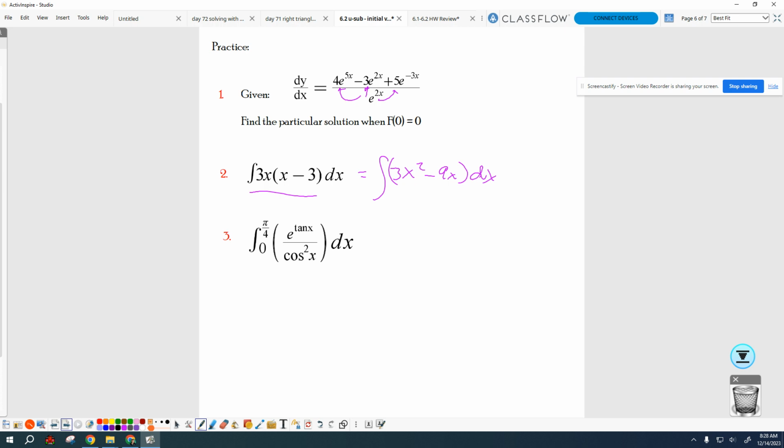Third, suggestion, strategy. Oh wait, it's the secant thing again. So what's your u value? Tangent. And what's the derivative of tangent? Secant squared. Okay. Yes, thank you.